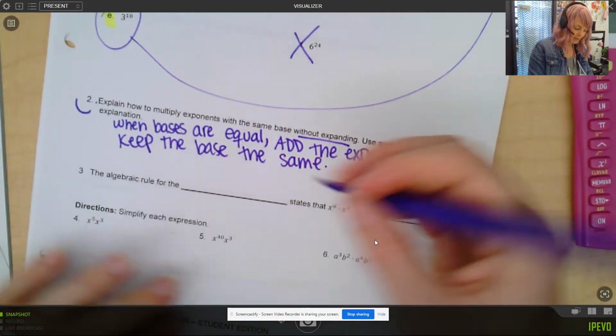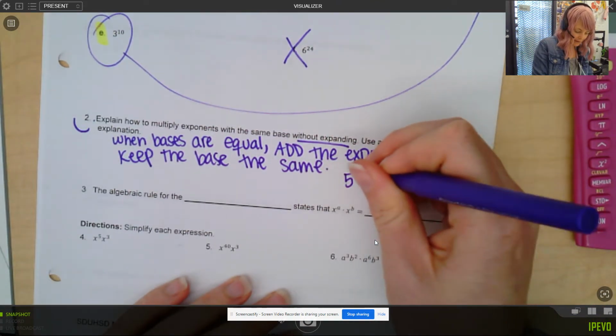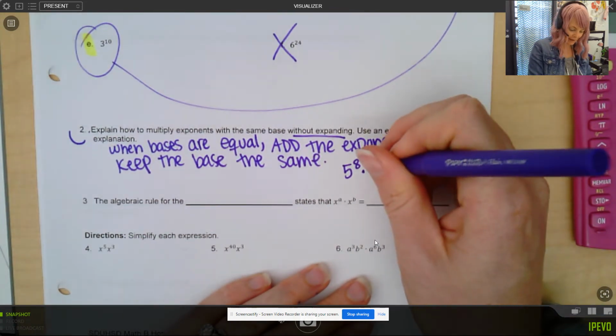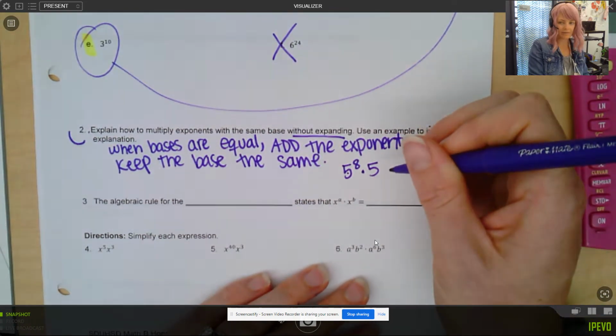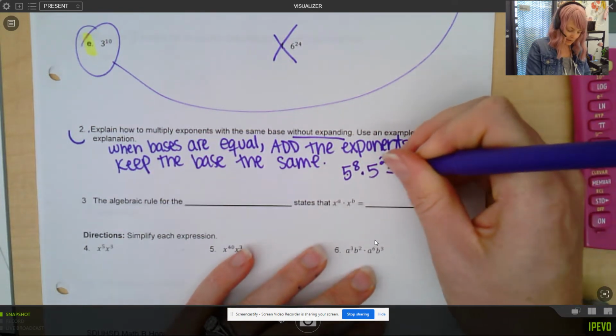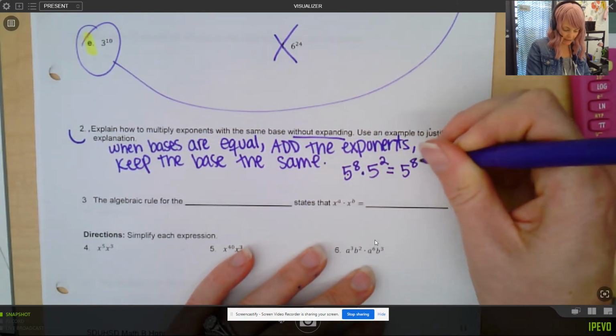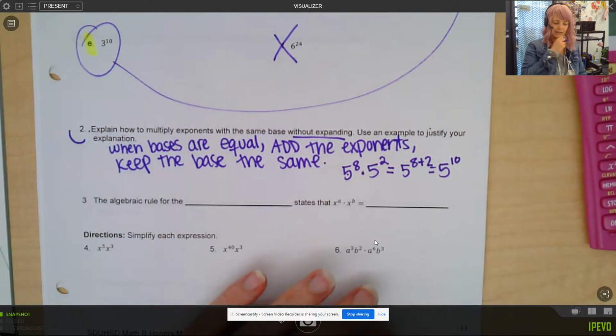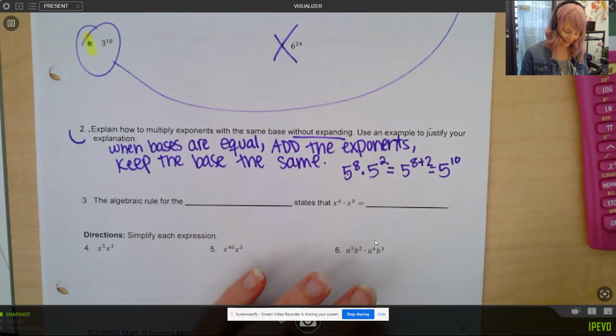So my example is going to be 5 to the 8th times, that's right, we have to have a base of 5 because we have a base of 5 here. So 5 to the, I don't know, let's use 2, is equal to 5 to the 8 plus 2, which is 5 to the 10th. Just a coincidence, we end up to the 10th power again. It's not what has to happen.